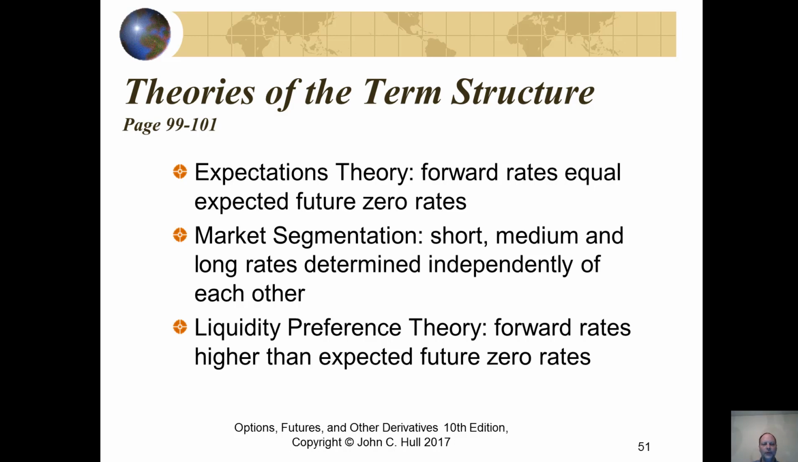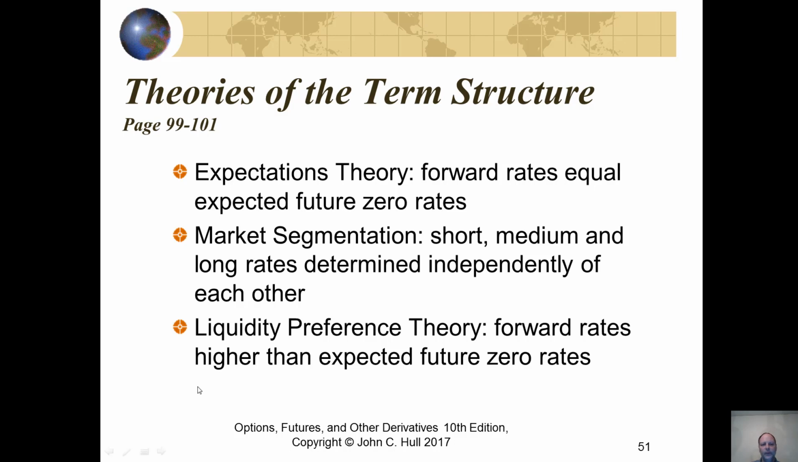A second theory of the term structure is the market segmentation theory. The idea behind this is that short, medium, and long-term rates are determined independently of each other, that there is a different market for each. This commonly explains the fact that very long-term rates around 30 years are slightly lower than maybe 29 or 28-year rates. So a normal yield curve is upward sloping, but there is a demand for 30-year very long-term bonds by organizations like insurance companies and pension funds that have very long-term liabilities and want to match those assets.